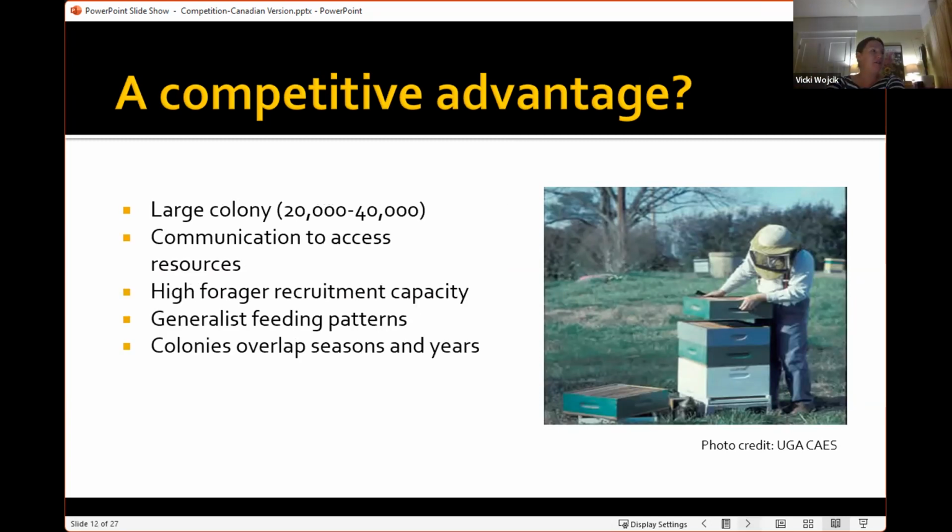And then a factor that you hear a lot, which I think is a little bit up for debate too when you jump into the literature, is that because they're recruitment foragers with very large colonies and that they're generalists, that they have an inherent competitive advantage, which I think could be true, but again, is not a universal truth across all landscapes.